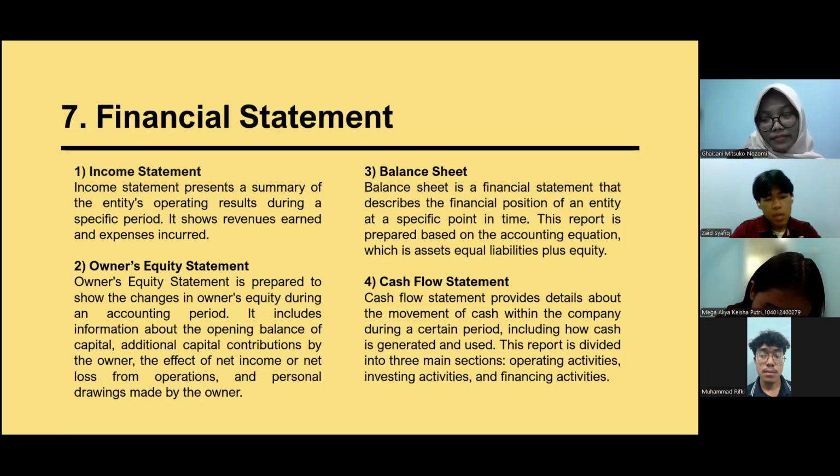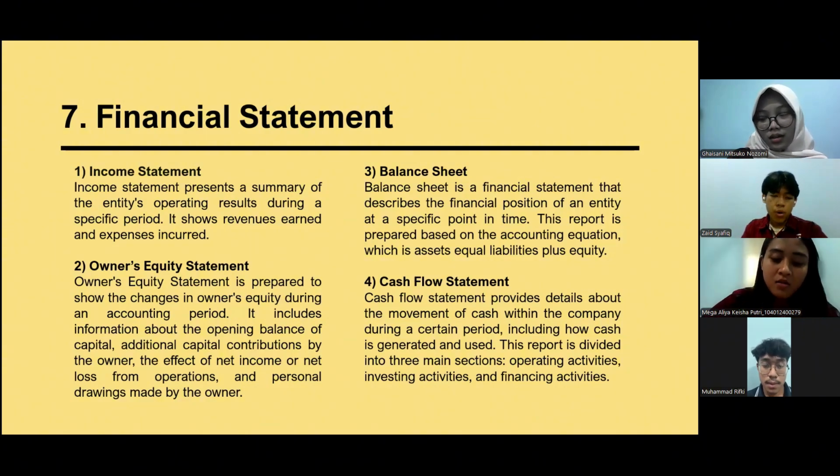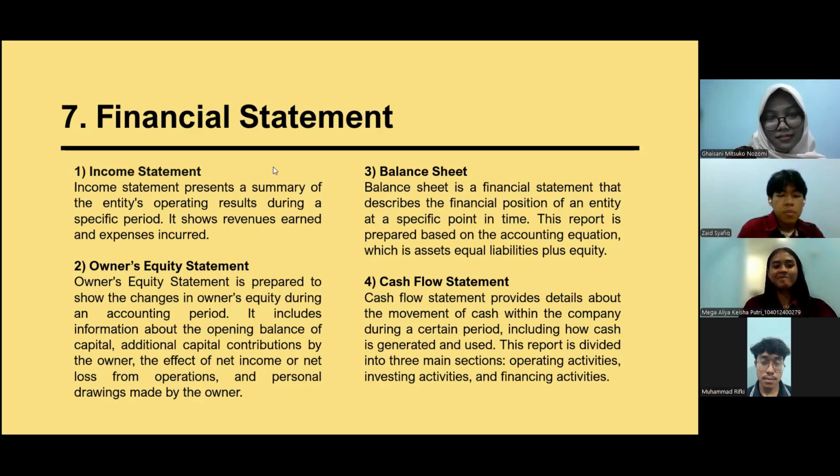The first one is income statement. The income statement presents a summary of the entity's operating result during a specific period. It shows revenues earned and expenses incurred. In other words, this report allows us to see how well the company performed financially over a certain time.